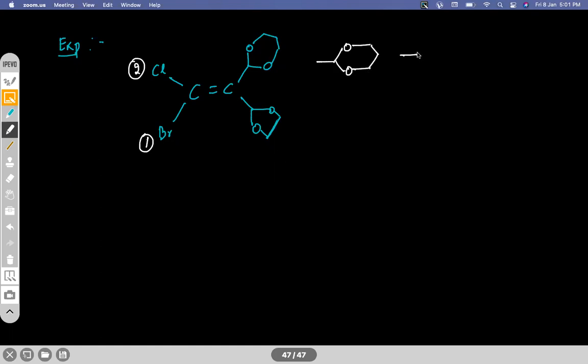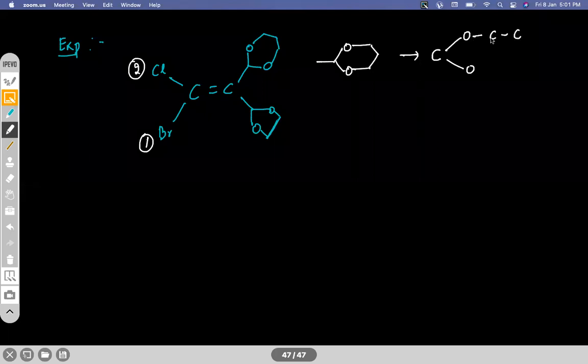Okay, and this ring you have to open. Suppose this carbon, I'll write down here, attached with two oxygen. So we'll write down O this side, O this side, and then O with carbon, carbon, right? How many carbon atoms do we have? We have three carbon atoms, right? You start from this: oxygen, carbon, carbon, carbon, oxygen, carbon. Like this is the way we have.